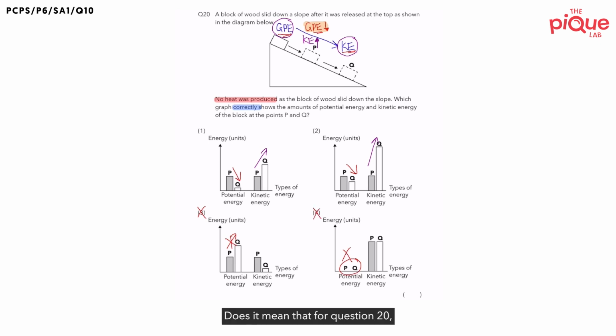Does it mean that for question 20, there are 2 possible answers? It can be either 1 or 2? No, it cannot be. MCQs only have 1 answer. So let's figure out, what do you think is the correct answer then?